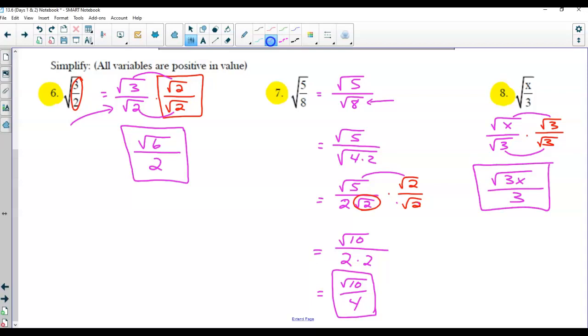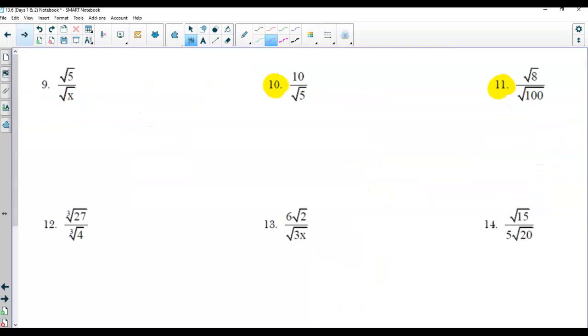No, you may not reduce the 3's. The bottom 3 is an outie. The top 3 is an innie. You may not simplify outies and innies, all right? Keep that straight. So what are we going to do here? Why don't you give 10 and 11 a shot, and I'm going to hit pause.